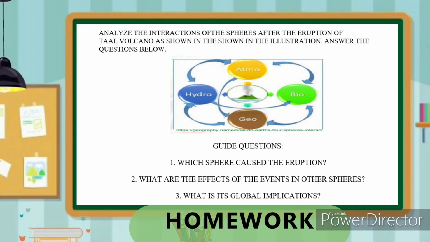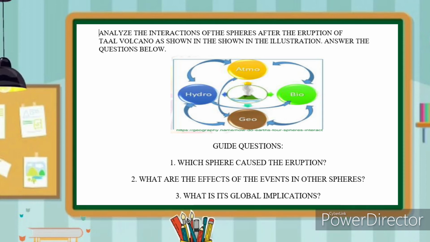For your homework, analyze the interactions of the spheres after the eruption of Taal volcano as shown in the illustration. Please answer the guide questions. Number 1. Which sphere caused the eruption? Number 2. What are the effects of the events in other spheres? And number 3. What is its global implications?